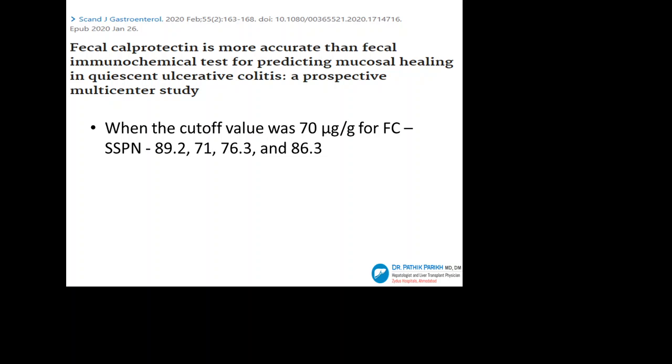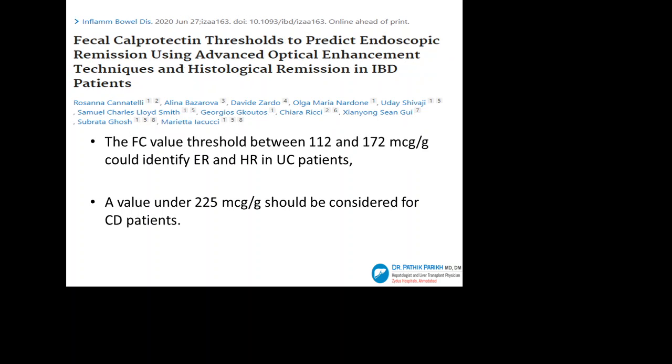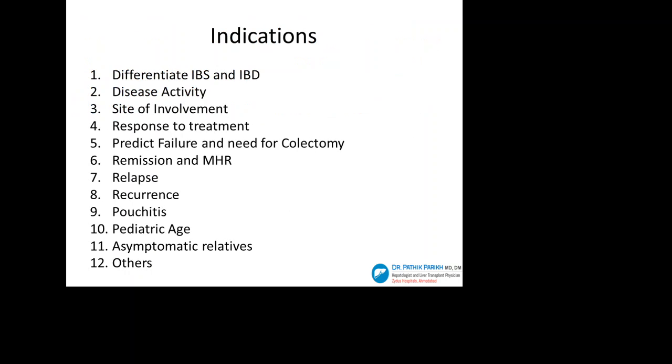Again, in this prospective multi-center study where they used a cutoff of 70, the sensitivity turned out to be 90% in detecting mucosal healing. There are different numbers, different studies, and there is no definite number which we should follow. For example, this study where they have used 225 as a cutoff for Crohn's disease, while 112 and 75 should be considered for ulcerative colitis.